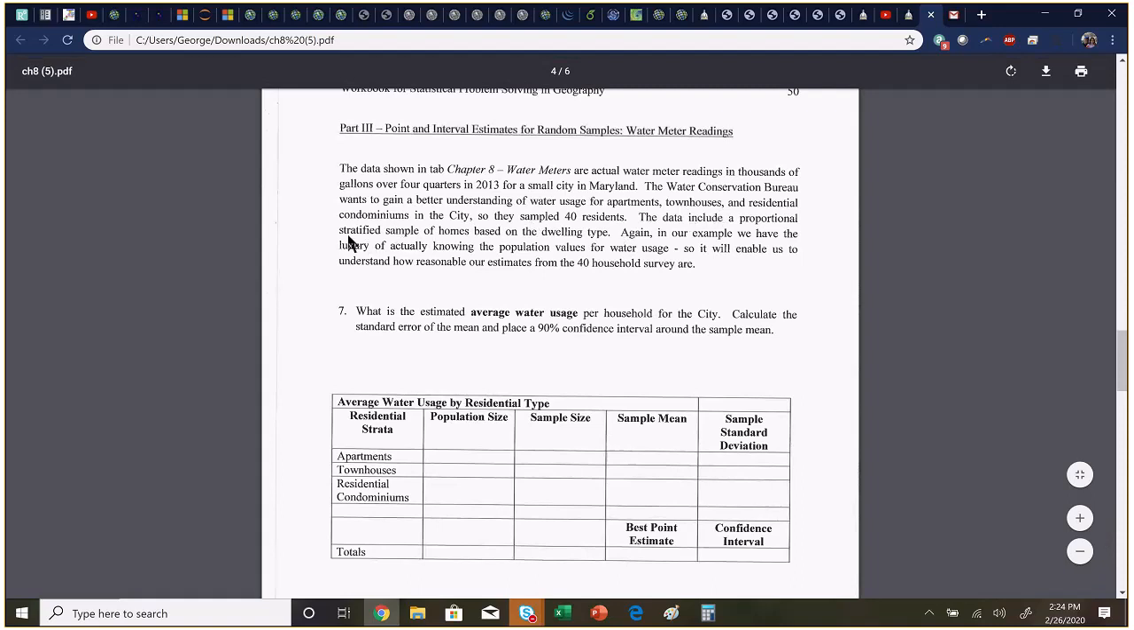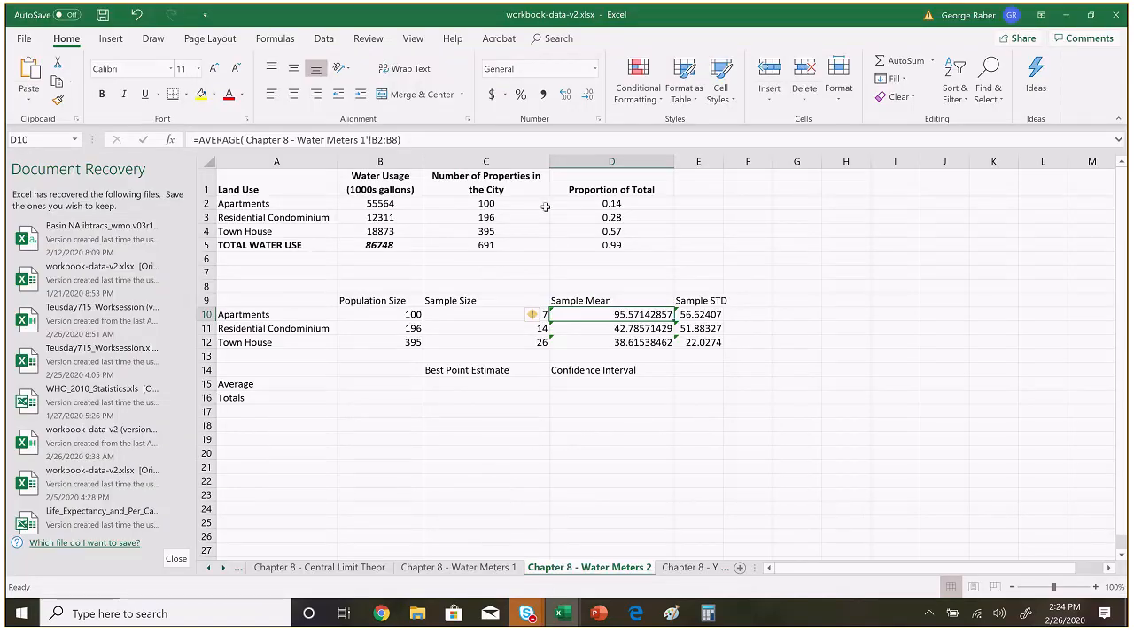All right, so this is a proportional stratified sample of homes based on dwelling type, okay? So, by the way, when it says we have the luxury of actually knowing the population values for water usage, that's what's in this. This is the actual number. This is the actual amount of water usage. Could we calculate an average for that? I think that would just be equals this, sorry, this divided by this.